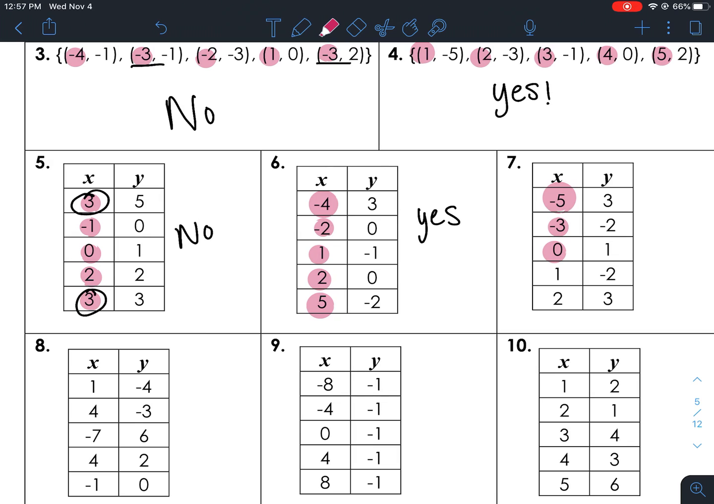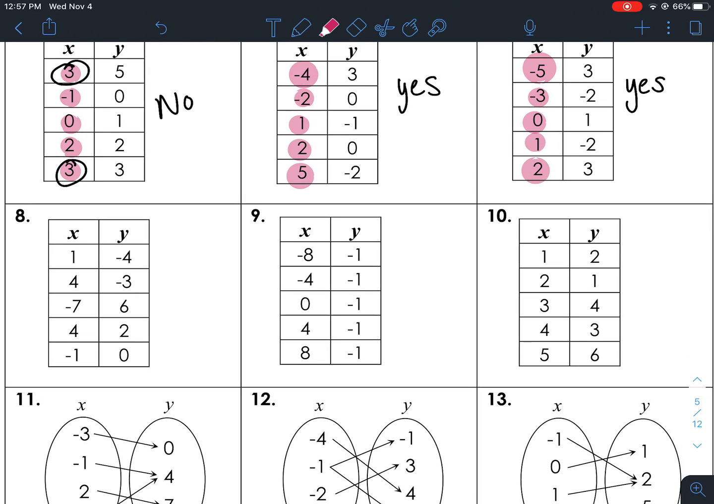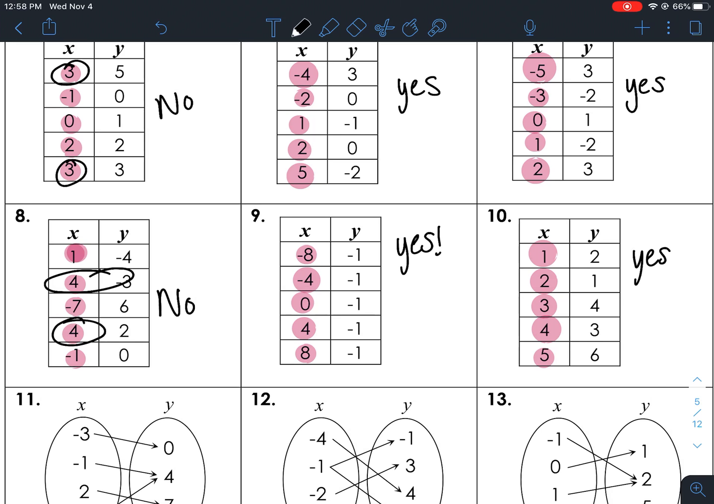-5, -3, 0, 1, and 2. None of my x's repeat, so this one is a function. 1, 4, -7, 4, -1. Once again, my 4's repeat, so this is not a function. -8, -4, 0, 4, and 8. Notice none of my x's repeat, so this is a function. 1, 2, 3, 4, 5. Once again, none of my x's repeat, so this is a function.